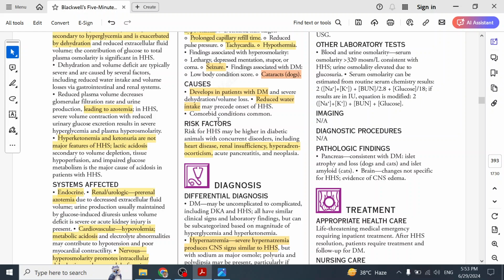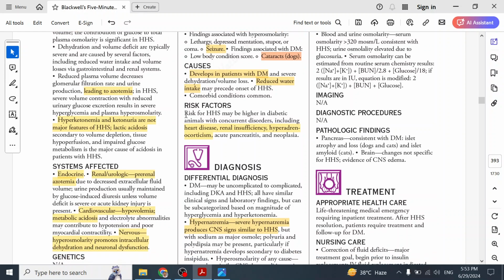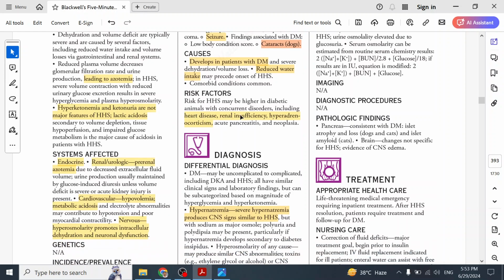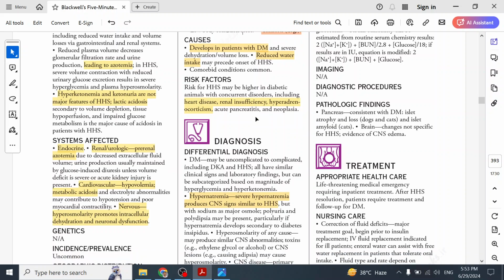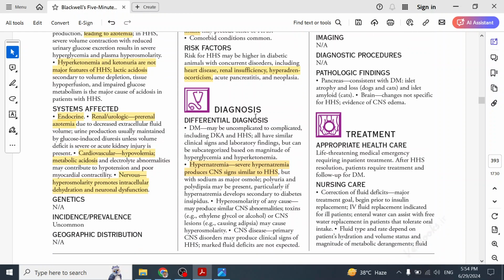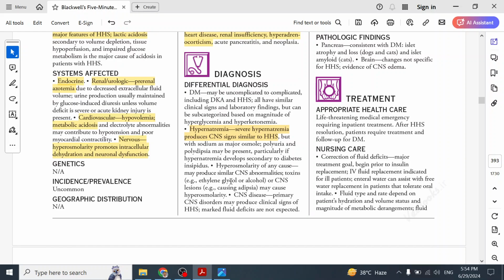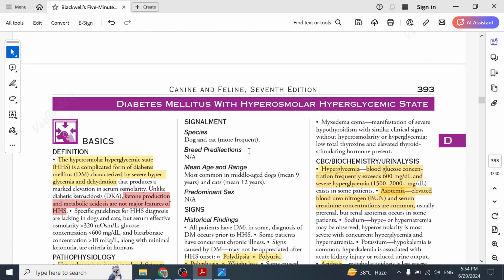Next, the cause: it develops in patients with diabetes mellitus with reduced water intake, whatever the reason behind this. The risk factors are heart disease, renal insufficiency and hyperadrenocorticism, which are the risk factors of DM with HHS. Next, differential diagnosis: we differentiate from hypernatremia. Severe hypernatremia produces CNS signs similar to HHS, but with sodium as the major osmole, and polyuria and polydipsia may be present. So this is the differential between HHS and the hypernatremic state.